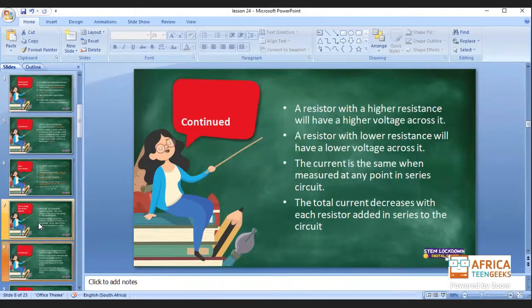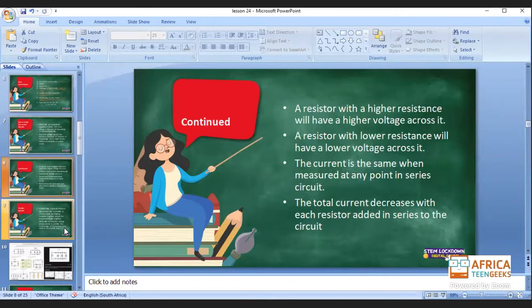Remember that we did say that the resistor is the component that decreases the flow of current in a circuit. And then we said in a series circuit, if the resistance is higher, the flow of current decreases. And then let us continue, grade 9s.